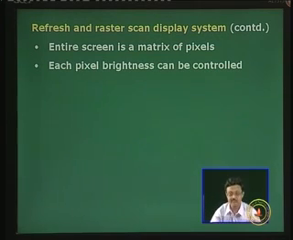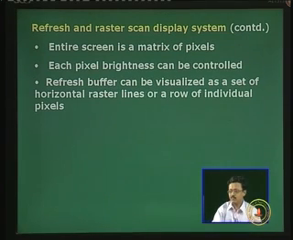Each pixel brightness can be controlled. That is the same property of a monitor, which we used in the case of random scan or DVST. The brightness can be controlled by the strength of the electron beam, which is firing onto the point, and the strength of the electron beam controls the brightness of the individual pixel.